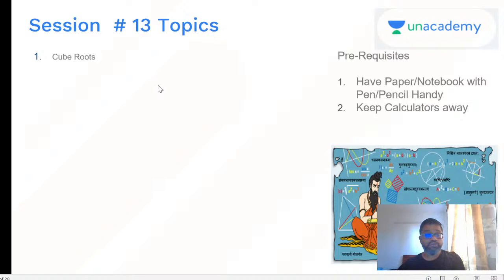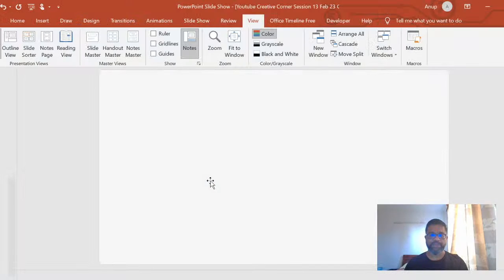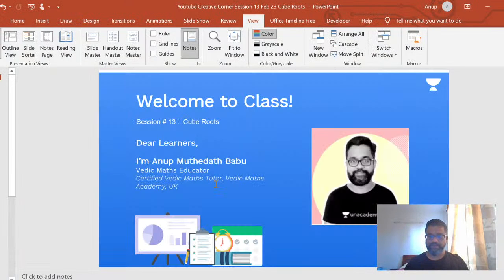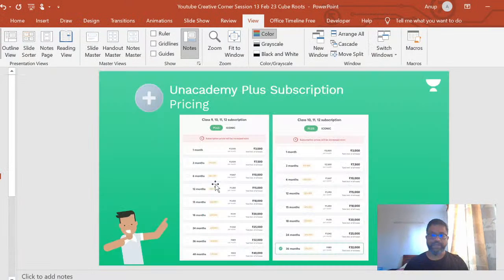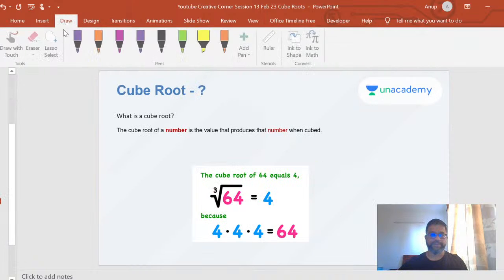So we'll talk about cube roots today. Cube root. Okay, so first of all, what exactly is a cube root, right? So the cube root of a number. If you see this, what you have seen here, this is 4 into 4 into 4. Let me go back to that slide so that I can annotate on top of it. Annotate means I can write on top of it, right?